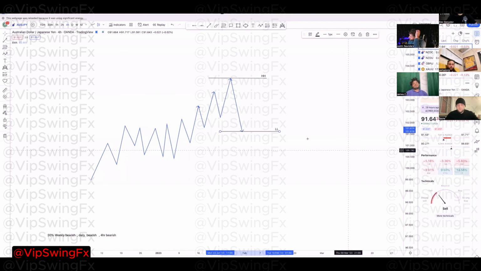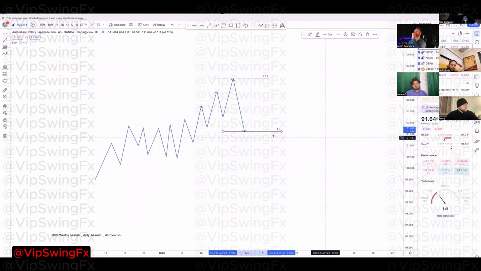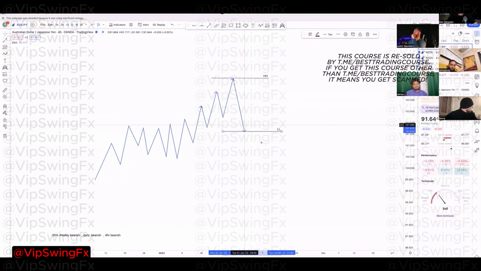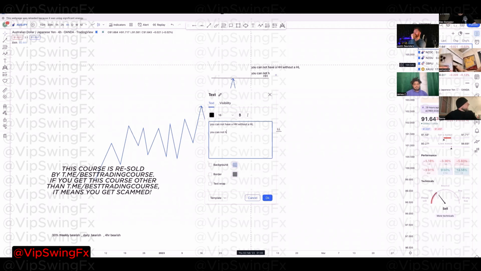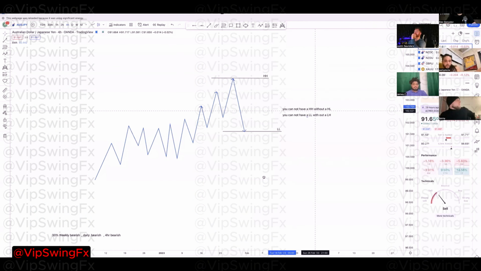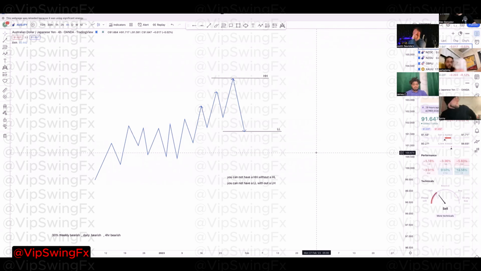So, lower line. In order for you to have a lower low, you need to have a lower high. You guys take a screenshot. You cannot have a higher high without a higher low. You cannot have a lower low without a lower high. It is not more complicated than that. It's very simple. It's literally two words.